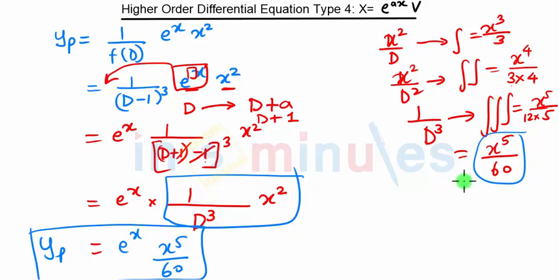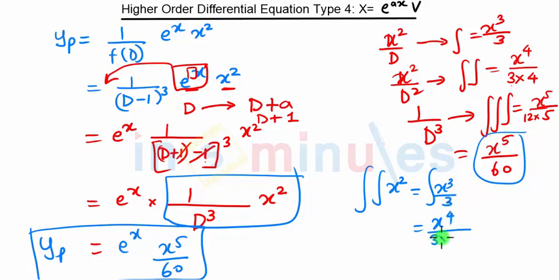So this is our yp. How to do this integration? First we take the integration of x square, which is x cube upon 3. Then again we take the integration, so it will be x raised to 4, and this 3 will remain as it is, upon 4. Then we again take the integration. It will be x raised to 5 upon 5 into this 3 into 4, which becomes 12. So this is how we take the integration. This is the solution of yp.